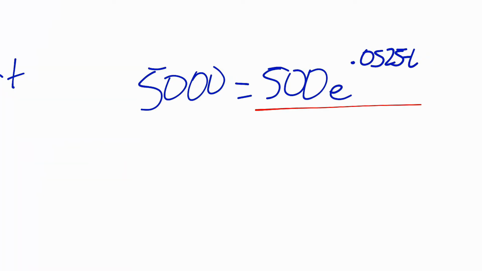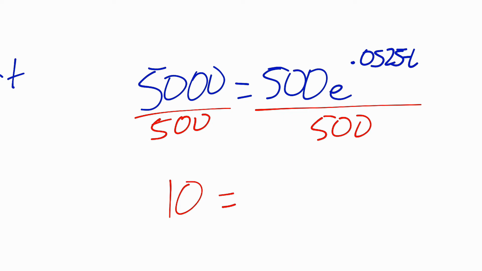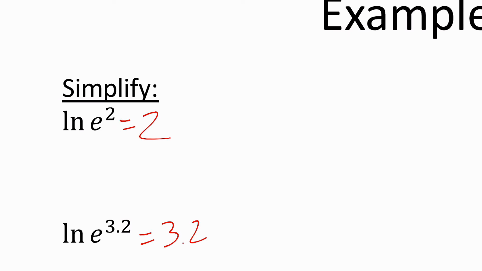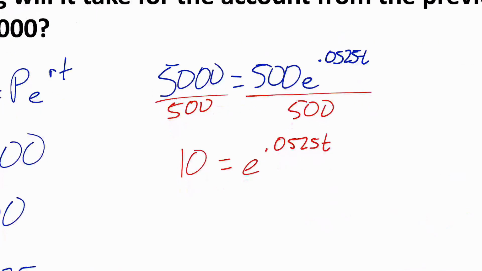Now to start solving for t, we've got to get rid of everything on that side except for t. We're going to start by dividing by 500 on both sides. Now 5,000 divided by 500 is 10. And on the right side, we're left with just e to the 0.0525t. Now, going back to a property that we looked at earlier, the natural log of e to an exponent just simplifies down to the exponent. We're trying to get the exponent all by itself, so let's take the natural log of both sides.